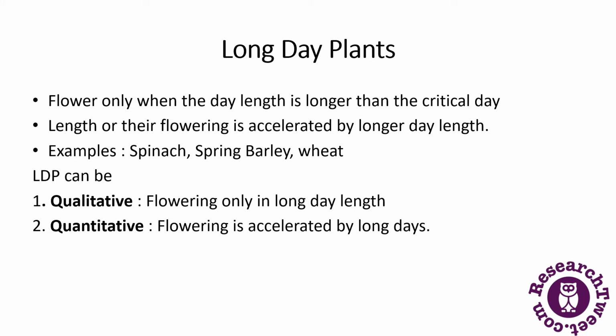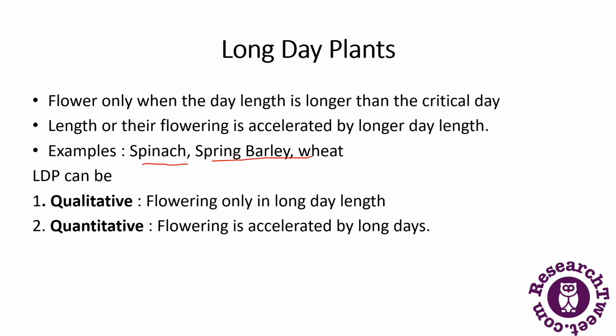Long day plants. So what are long day plants? How were they named as long day plants? Because they flower only when the day length is longer than the critical day length. When there is more sunlight in the day, for example in summers, the days are long. So they flower only when the day length is longer, and their flowering is accelerated by longer day length. Examples of long day plants are spinach, spring barley, and wheat.